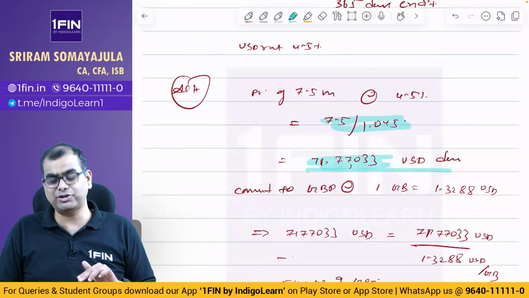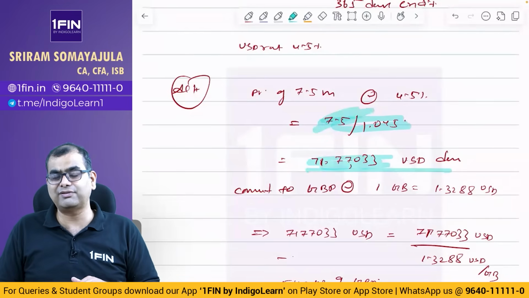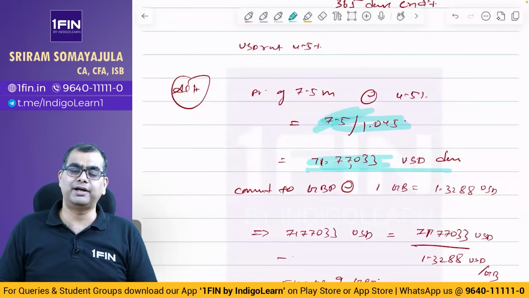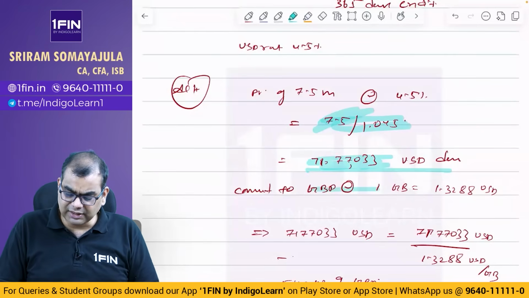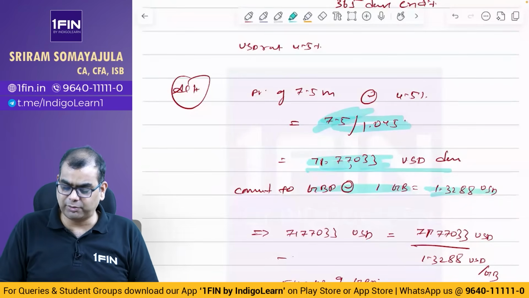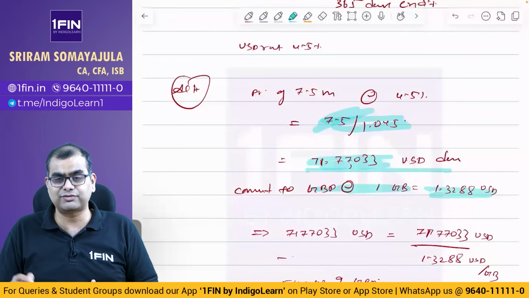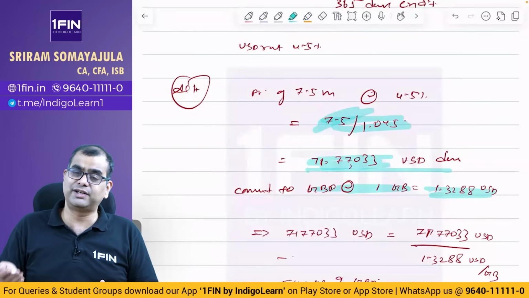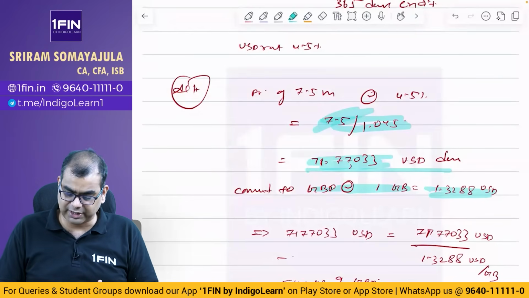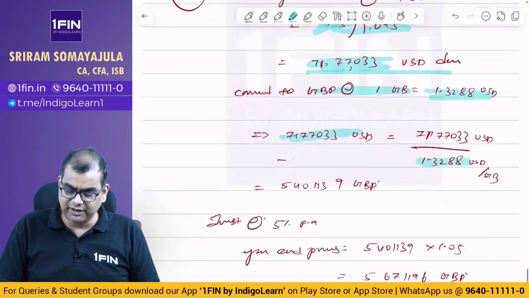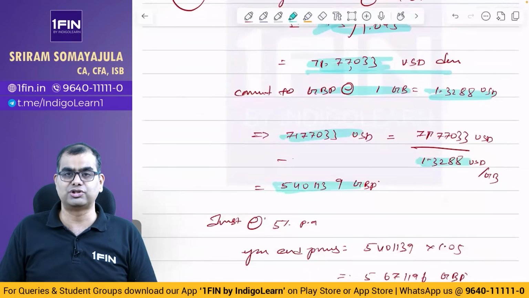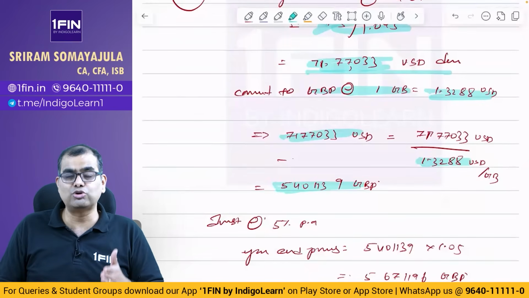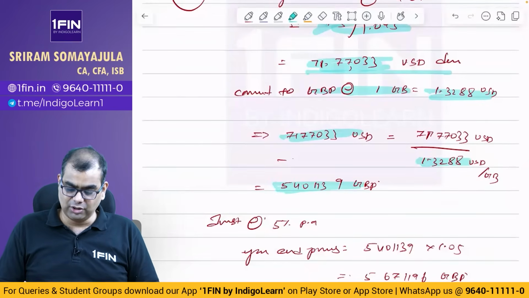So when you have to repay, how much will you repay? You'll repay 75. How will you repay that 75? By taking the export proceeds. Converted at spot. What is spot? 1.3288. Please note, 1 pound is $1.3288. So 71 lakh dollars will give you a lesser number of pounds. So 7177 divided by 1.3288, you will get basically 54 lakh pounds. You're getting this many pounds today. This is the first action.